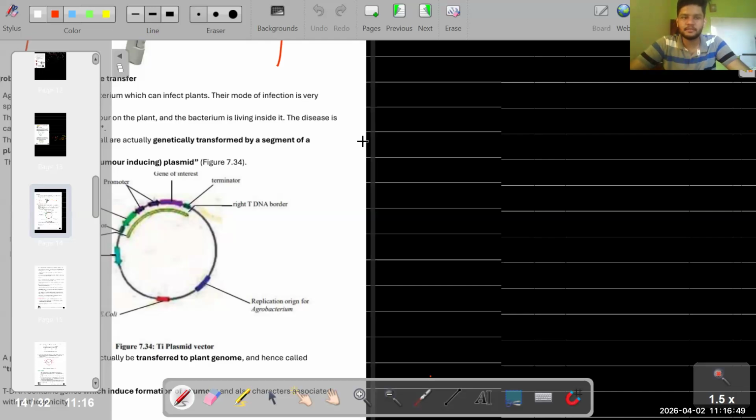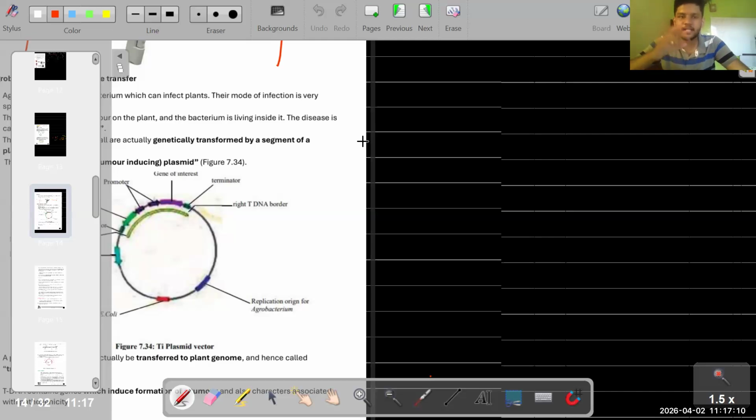What comes to your mind first? Benign tumor, malignant tumor. Am I right? Yes or no? Yes, benign and malignant tumor. But here, the tumor that they speak of is related to plants, right?